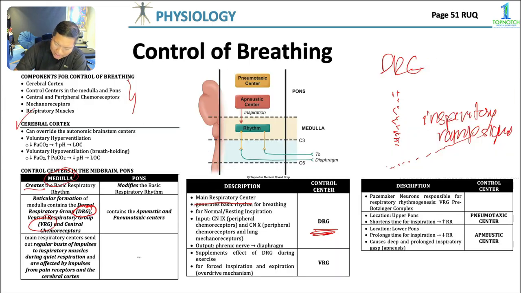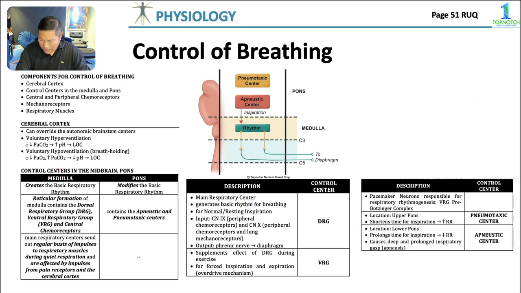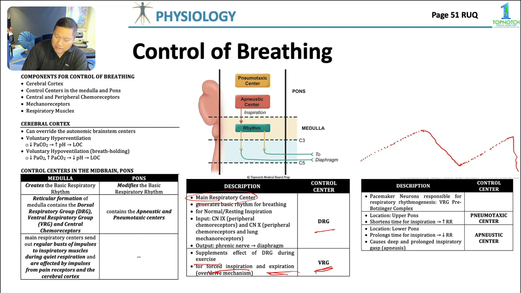So parang sinasabi niya sa diaphragm, mag-contract na tayo tol, inhale, inhale, inhale. Okay, exhale. Contract na tayo tol, inhale, inhale, inhale, exhale. The exhalation is a passive process. So that's the job of your DRG. It's the main respiratory center. Your VRG will supplement the DRG during exercise. So VRG is for forced inspiration and forced expiration during exercise.